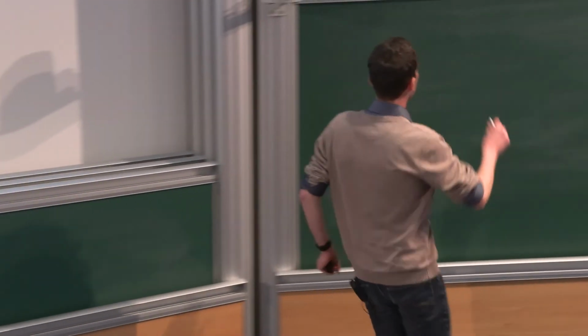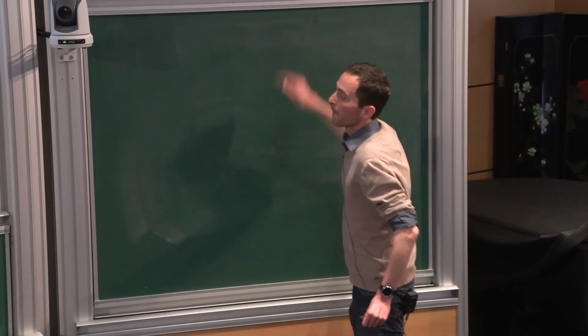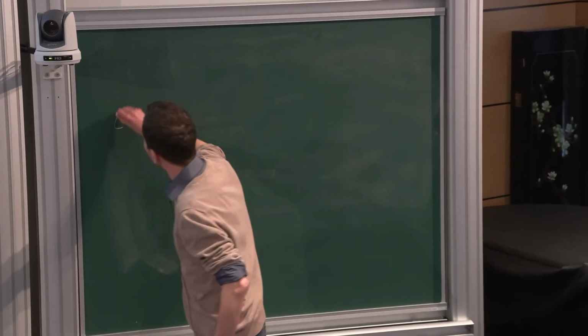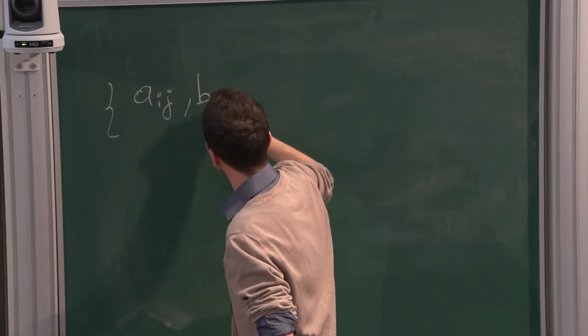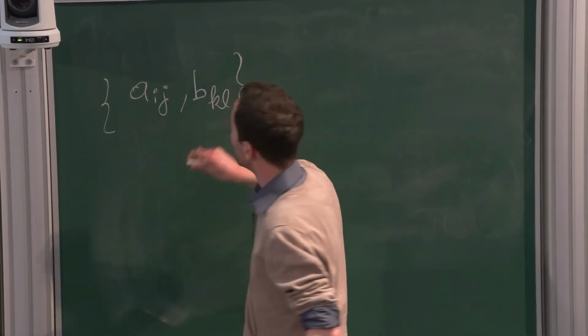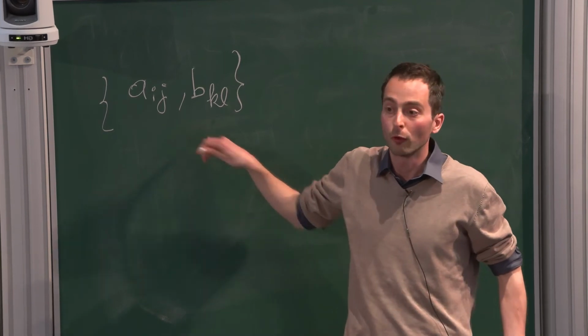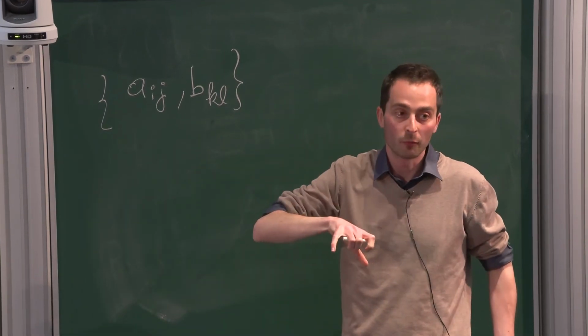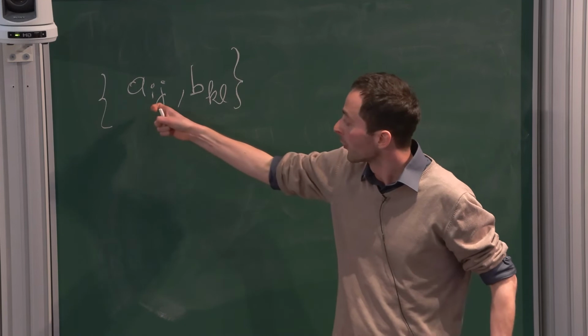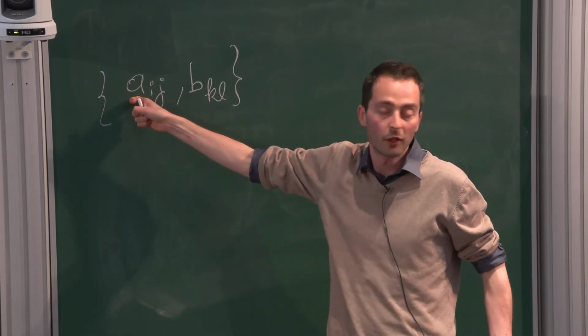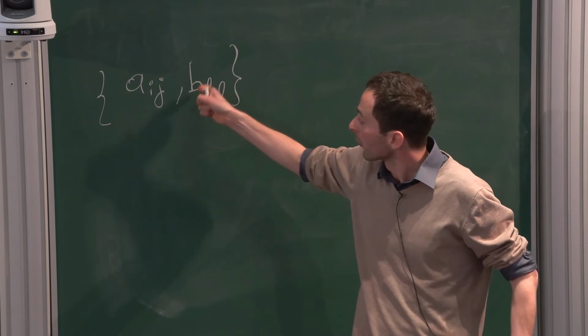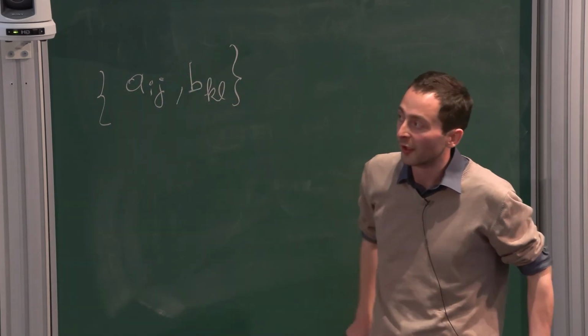But as I was saying, the algebra of functions on this representation space is just generated by entries of matrices representing the elements of this algebra. So this is what I'm denoting here: just the ij entry of the matrix representing the element A in my non-commutative algebra, and the kl entry of the matrix representing the element B of my non-commutative algebra.